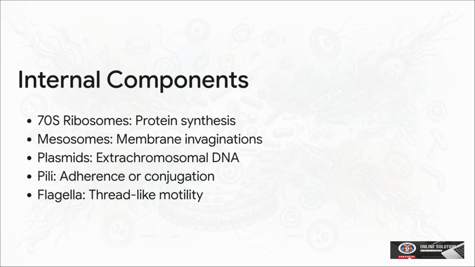Then we have mesosomes, which act kind of like makeshift mitochondria holding respiratory enzymes. We've got plasmids, which are these extra little circles of DNA, and R plasmids in particular drive some terrifying antibiotic resistance. On the surface, pili help them stick to human tissues or even swap DNA, while thread-like flagella act like little outboard motors for motility. See, every single piece of anatomy here translates directly to clinical pathogenesis.